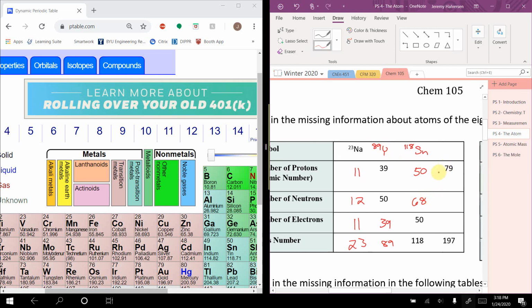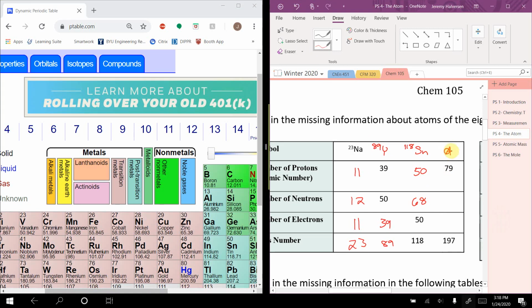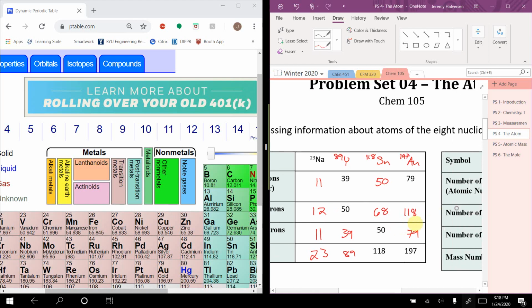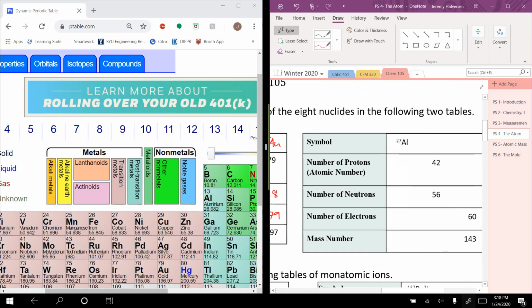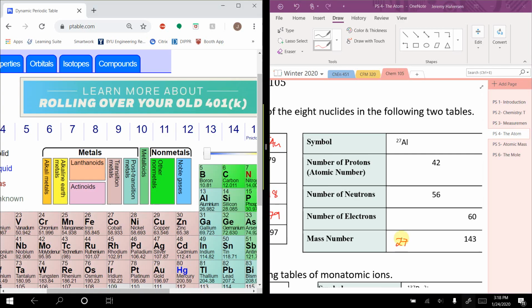Here, 79 protons is gold. Mass number of 197. That means I've got 79 electrons, and I have 118 neutrons. Okay, aluminum 27 must have a mass number of 27, and it's aluminum, so it has 13 protons, 13 electrons, which means it must have 14 neutrons.